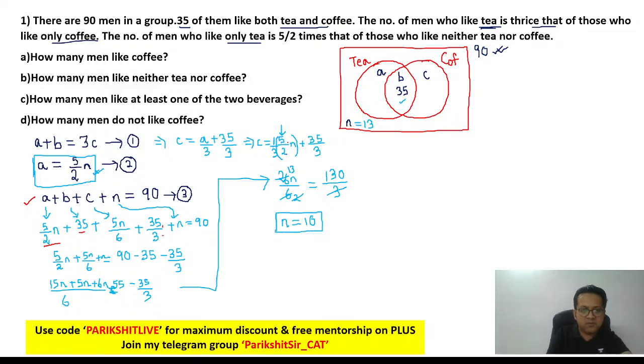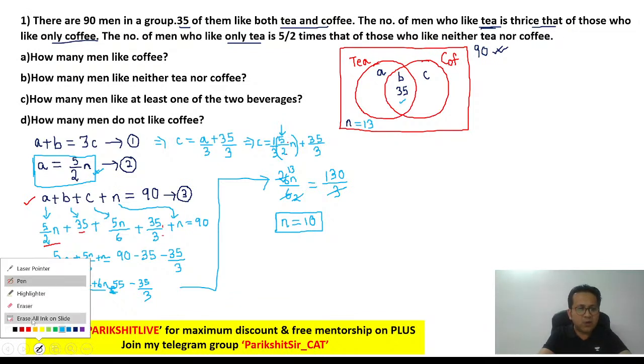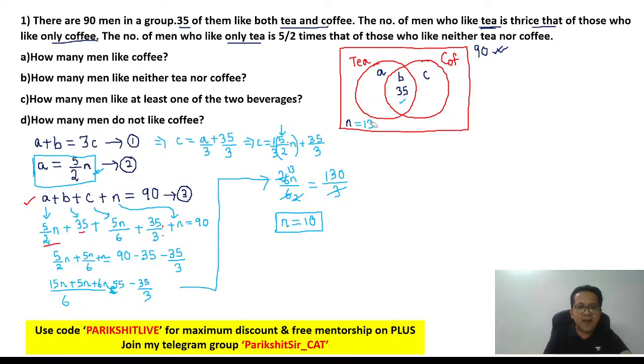Are we clear? That is it. And the moment you get that, you get all the values. So put that N is 10. If you put N is 10, how much will A come out to be? Put it in equation 2. N is 10. So 5 into 10, 50 divided by 2, 25. So A is 25.